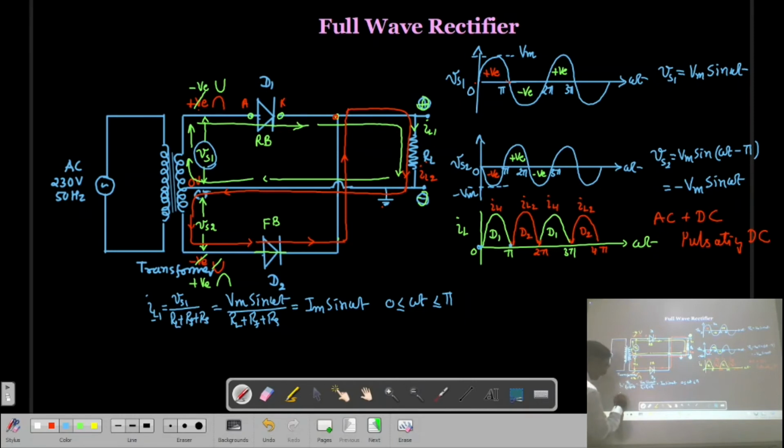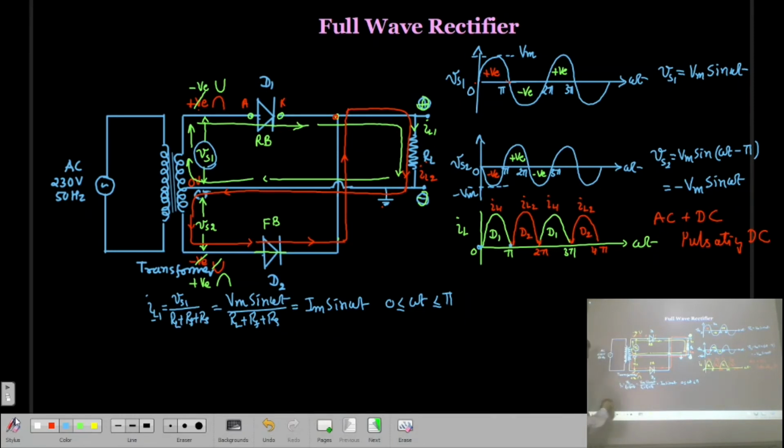Then if I write the IL2, then IL2 is equal to VS2 divided by RL plus RF plus RS. Remember, what is the RF? RF is the forward bias resistance of the diode. And RS is the resistance of the secondary of the transformer, half of the secondary of the transformer. Remember. So this VS2 is nothing but minus Vm.